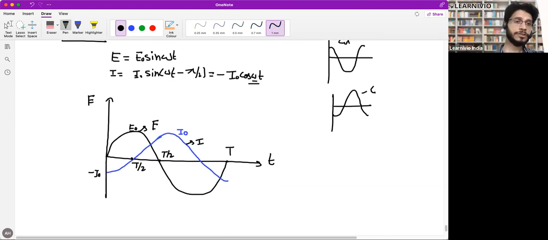These graphs are very, very important for your objective questions. You will also have T by 4. You will be given these graphs, and from the graph you have to pick which circuit this is. Is this for resistor? Is this for capacitor? Is this for inductor? These graphs are extremely important for objective questions.